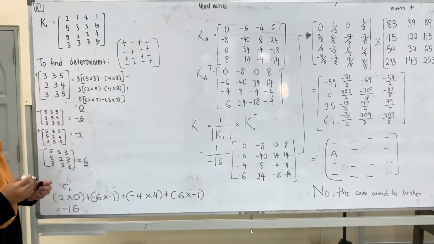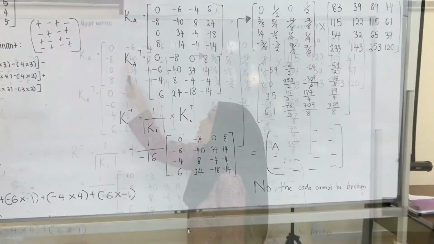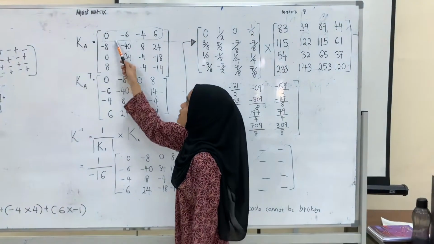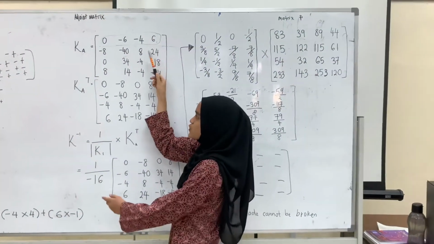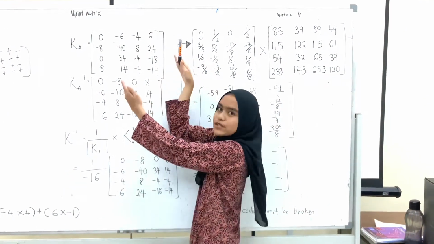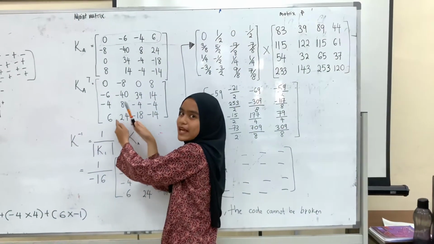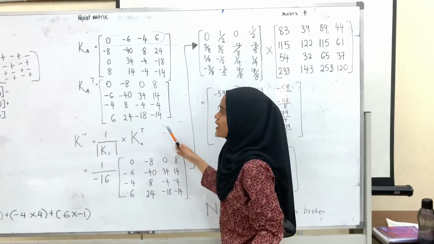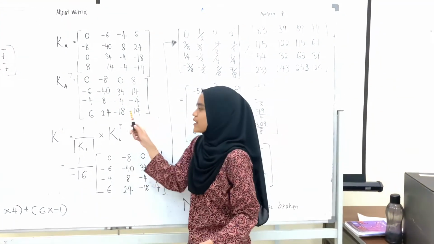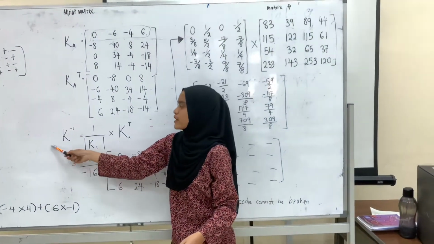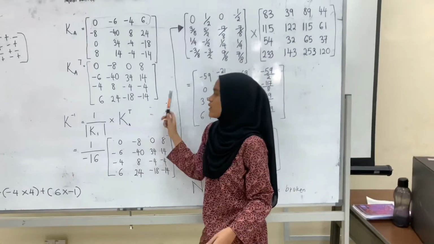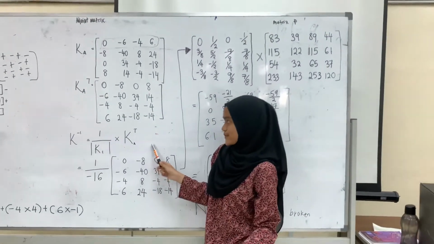So, as a matrix, we have to transpose it. The first row transposes into the first column. The second row transposes into the second column, and so on. After we get the transpose matrix, we have to inverse. The formula for the inverse matrix is 1 over determinant times the matrix transpose.